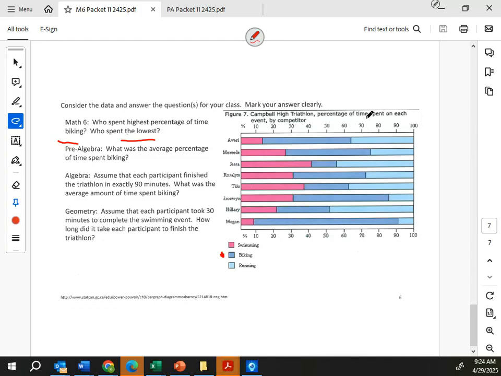And that is it for our packet number 11. Again, it is due next week, Tuesday. Turn it in by Friday, and you can make corrections on it.